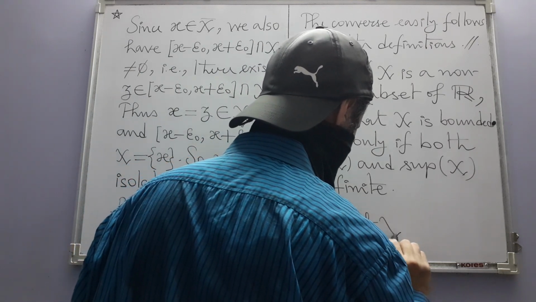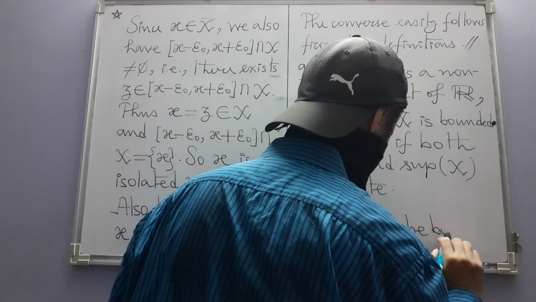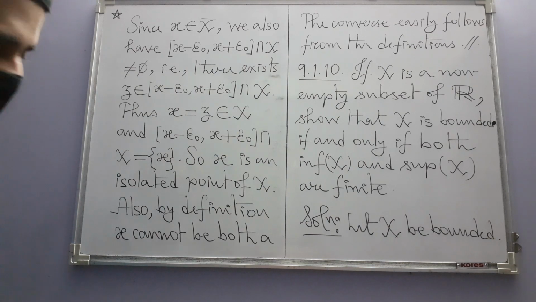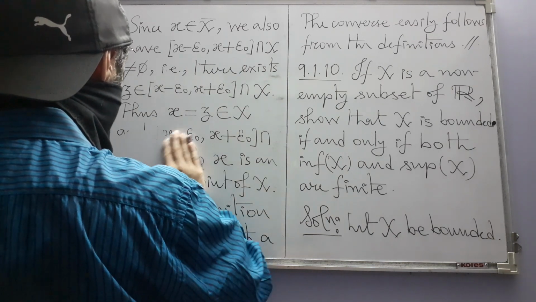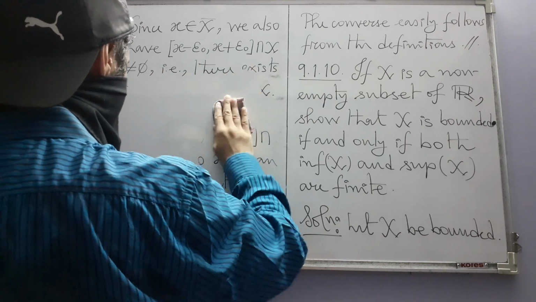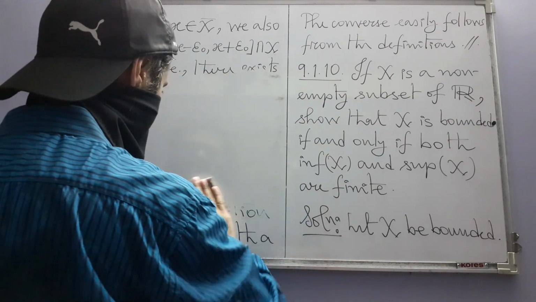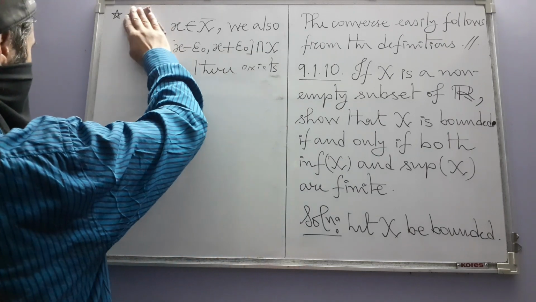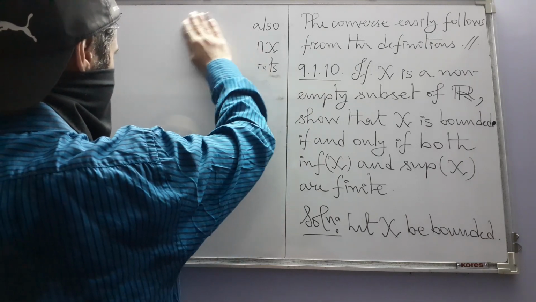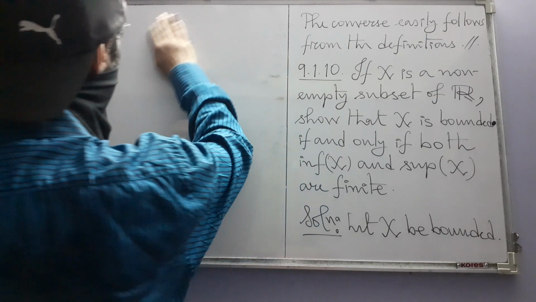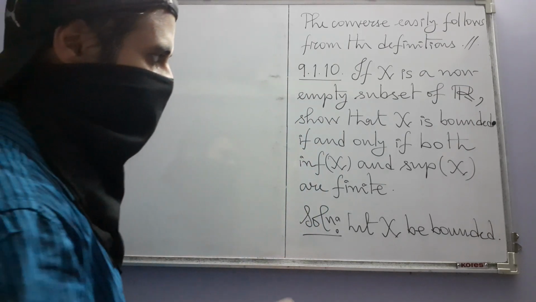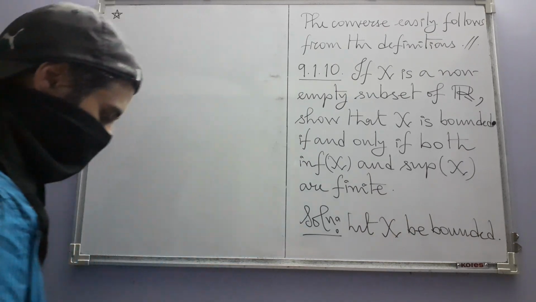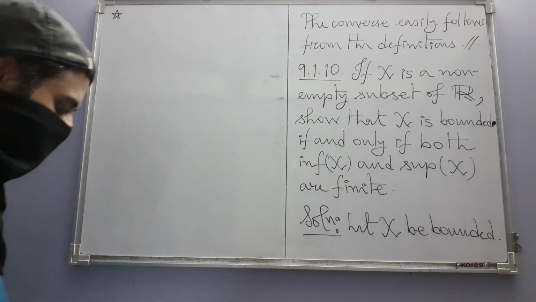Let X be bounded. Since X is already given to be non-empty, it means that X is a non-empty bounded set of some real numbers, or more specifically a non-empty bounded subset of R. So by the least upper bound property, the supremum of X is itself a real number, and least upper bound property means theorem 559.